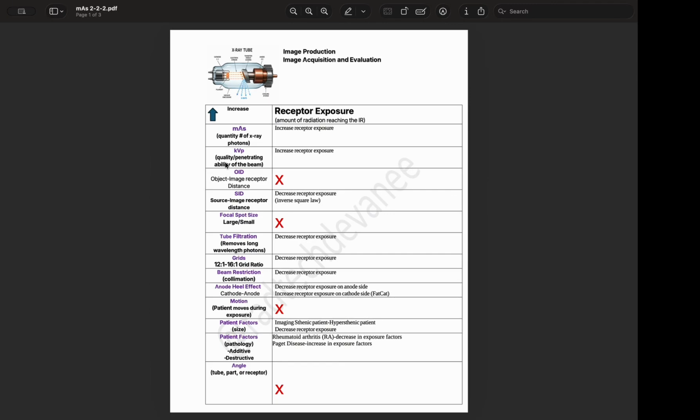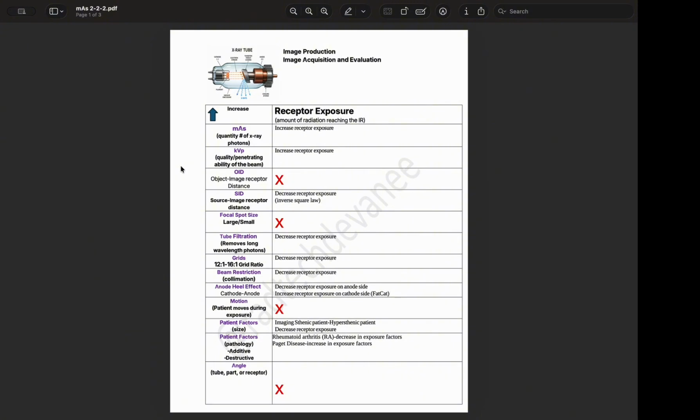Next one is kVp, kilovoltage peak. Think of quality, penetrating ability of the beam. So if I increase kVp, receptor exposure definitely increases. It has a direct relationship, but they are not directly proportional. So what does that mean?